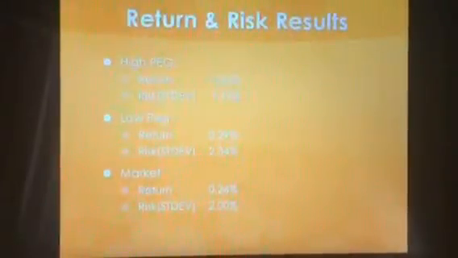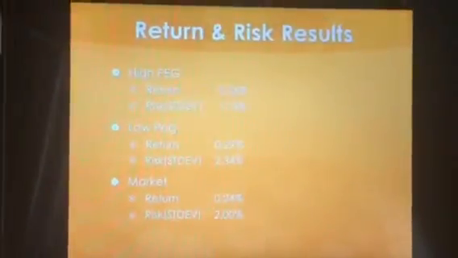The low PEGs had a slightly higher return with a higher risk, and the market was slightly higher than the high PEGs but lower than the low, and the risk was in the middle. So basically, in my analysis, I didn't find any evidence that there was an advantage to the high PEG or the low PEG. Basically, it all would come down to risk and how much risk you wanted to take for that specific return.